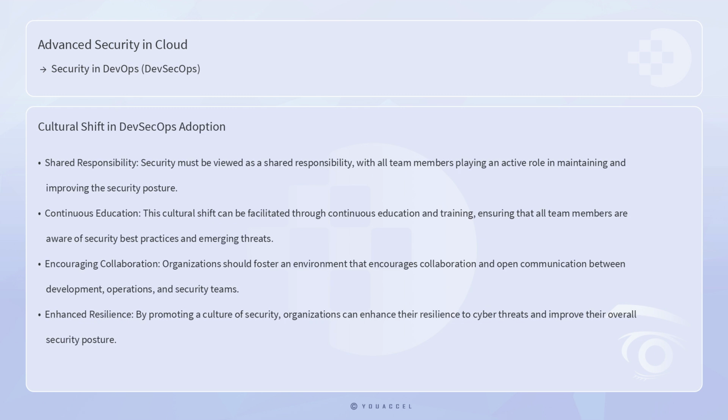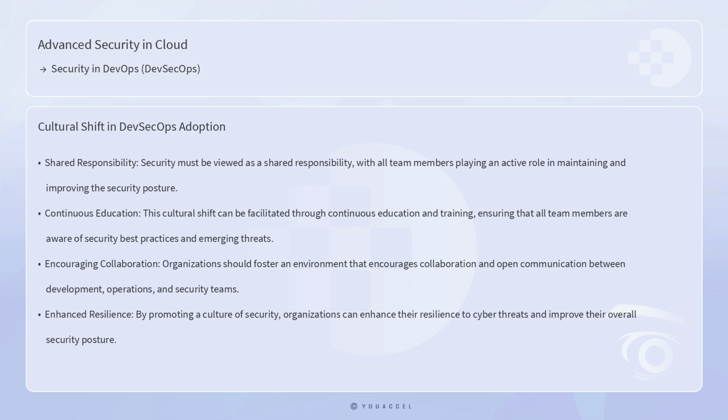The adoption of DevSecOps also necessitates a cultural shift within organizations. Security must be viewed as a shared responsibility, with all team members playing an active role in maintaining and improving the security posture. This cultural shift can be facilitated through continuous education and training, ensuring that all team members are aware of security best practices and emerging threats.